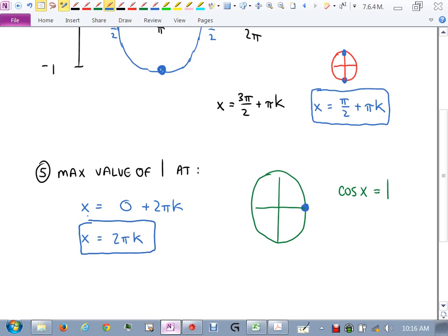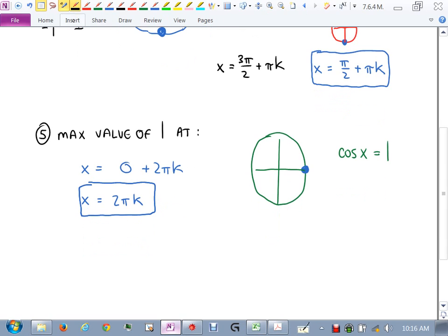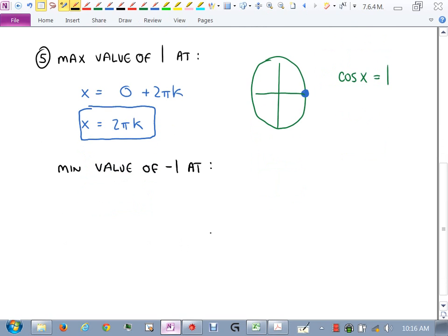How about its minimum value? So that means I'm trying to figure out when my x-coordinate is what? -1. So I go to my unit circle. Where's my x-coordinate -1? It happens at this point, right?